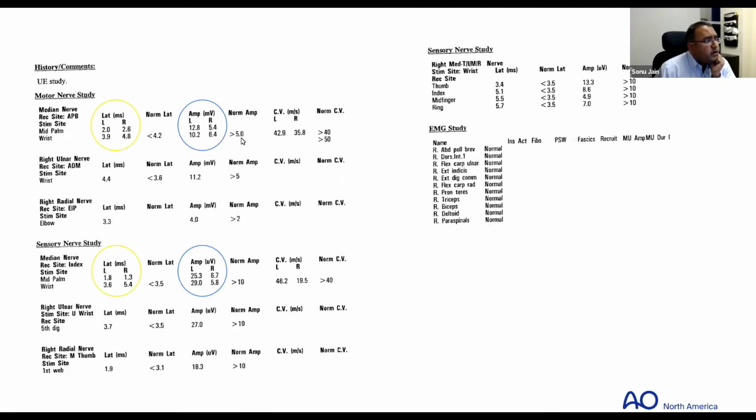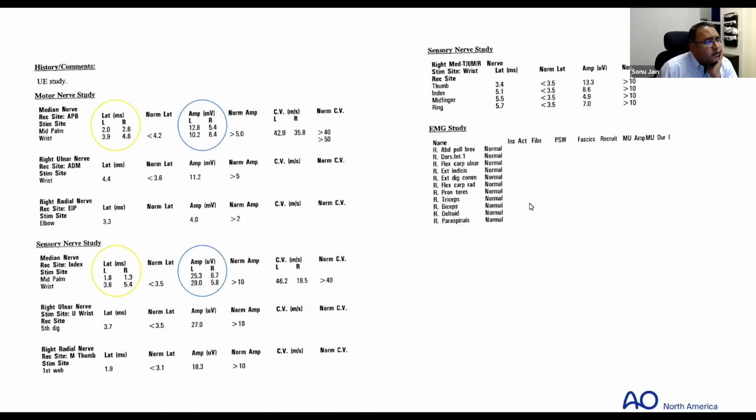Again, the norm here for the motor portion is 5, and you can see that it's decreased. And if you look here again, it's also decreased as well. So it definitely tells you there's a median nerve injury going on. How do you tell between the axonal loss and, let's say, the conduction block on these?